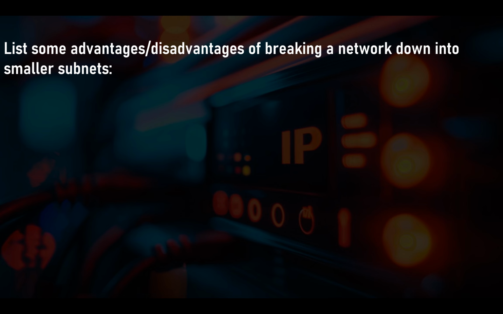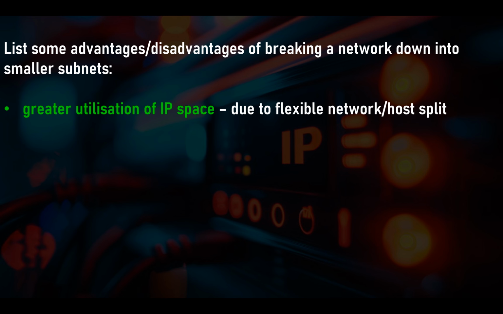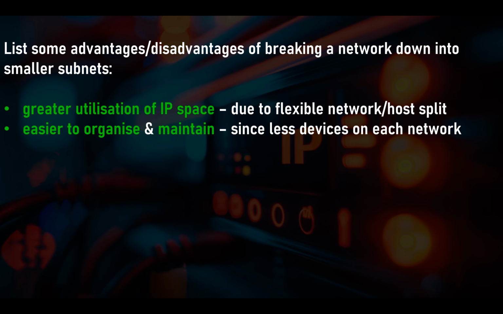All right, then finally, let's list some advantages and disadvantages of breaking the network down into smaller subnets. Some of the advantages: one, greater utilization of IP space. Again, this is the same as CIDR, since we can specify exactly how many bits for the network or how many bits for the host, unlike IP classes where we can't.